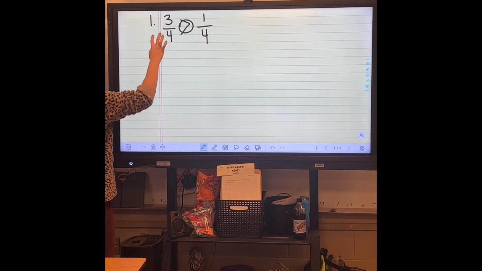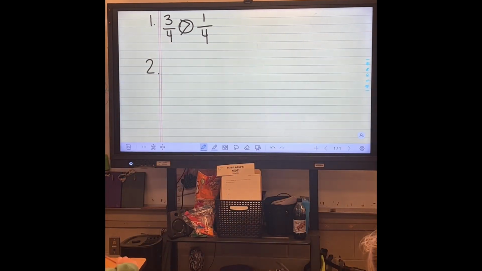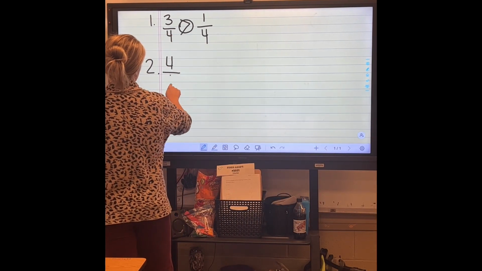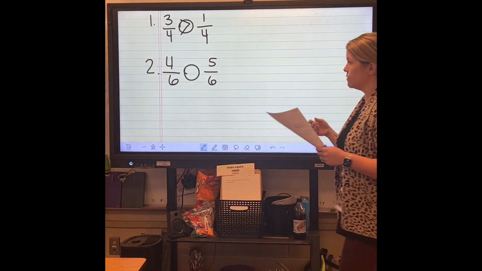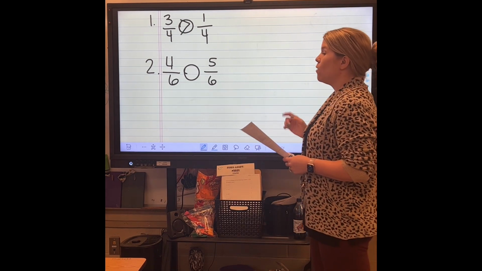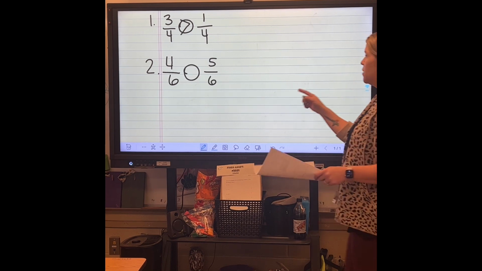All right. I want you to skip a line or 2 and write number 2. I want you to write 4/6 and 5/6, which is what we're comparing. Look at these. First tell me, are these like or unlike? Like, because they both have the same denominator. When they have the same denominator, it's easy peasy. Look at the numerator and say which one's bigger, 4 or 5. 5. So it eats the 5.